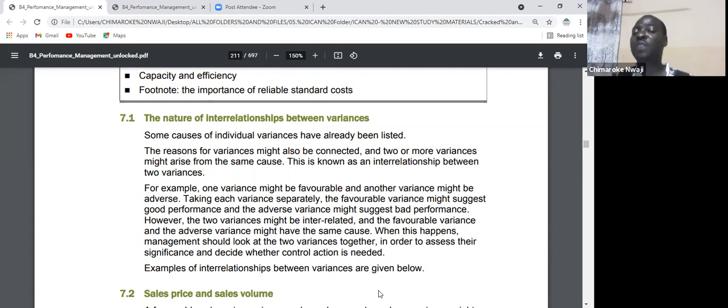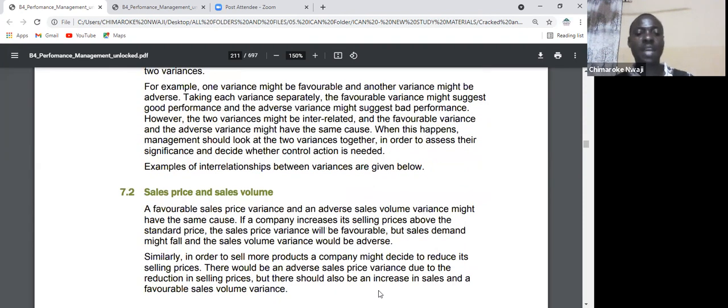One variance might be favorable and another variance might be adverse. Now, taking each variance separately, the favorable variance might suggest good performance and the adverse variance might suggest bad performance. However, the two variances might be interrelated and might have the same cause. When this happens, management should look at the two variances together in order to assess their significance and decide whether to take control action. Let's look at the example given below.